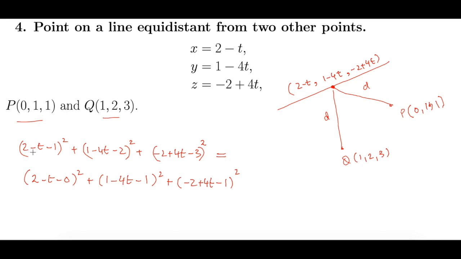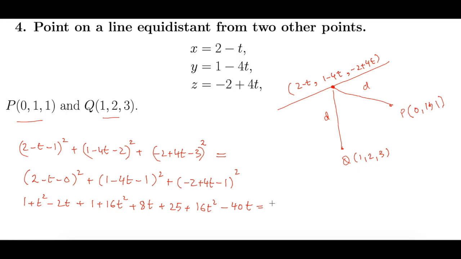Okay, so this is 1 minus t, so I can say 1 plus t squared minus 2t. This is minus 1 minus 4t, so this is plus 1 plus 16t squared plus 8t. Correct? This is minus 5 plus 4t, so this is plus 25 plus 16t squared minus 40t. Correct? If there is some algebra mistake, don't worry about it, I'm doing it in my head. But the point here is that after this it is simple.